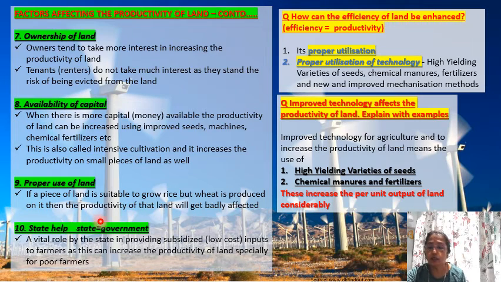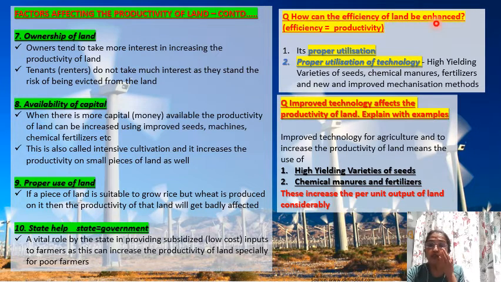The state. State does not mean the state of Maharashtra. It's the state government. The state plays a vital role in providing subsidized low-cost inputs to farmers, as this can increase the productivity of land, especially for poor farmers. If the state government helps them, provides them with fertilizers, high-yielding varieties of seeds, then the productivity of their land will go up. So the government also plays an important role in raising the productivity of land, especially for poor farmers.